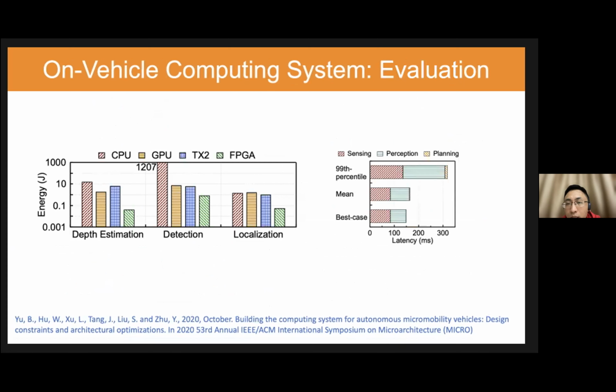So here are the evaluation results. The total computing system power is about 120 watts, and the average end-to-end latency is around 160 milliseconds. But there is a long tail latency distribution. The latency variance is caused not only by the software system, but also by the dynamic environment. For example, the latency variation of the localization algorithm is mostly caused by the rapidly changing environment. So next, I will use the design of a localization accelerator as a case study to show how to deal with latency variation and how to utilize this latency variation.